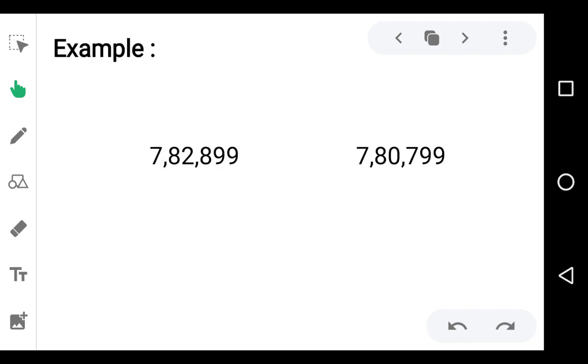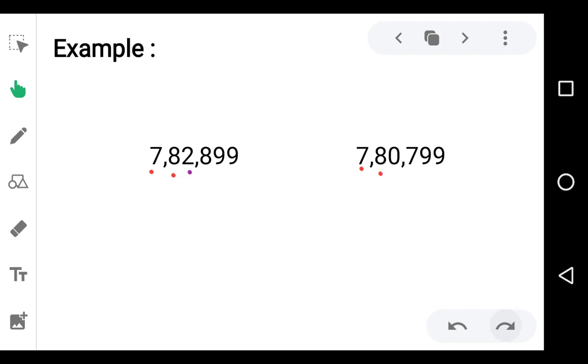For understanding how to compare 6 or 7 digit numbers, we understand through examples. See the first example. Both of these are 6 digit numbers. So, remember, when we compare 6 digit numbers, first we have to look at the lakh digit. Here, the digits on the lakh places are same. Here is 7 and here is also 7. They are same. Then, we look at the 10,000 digit.